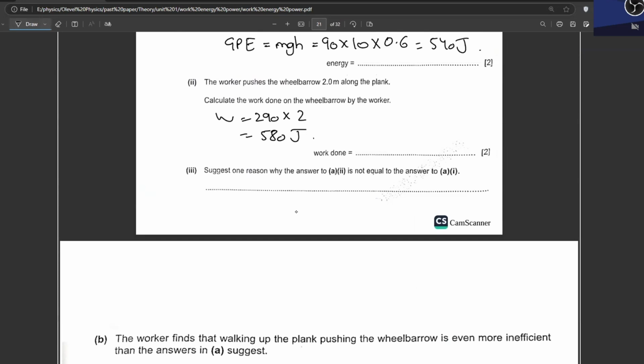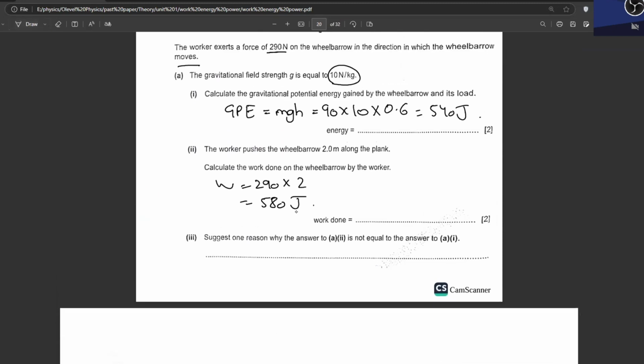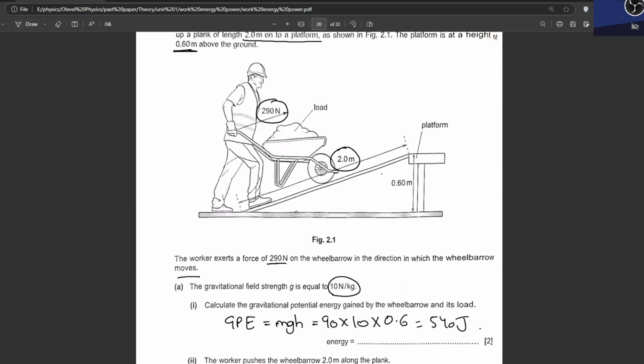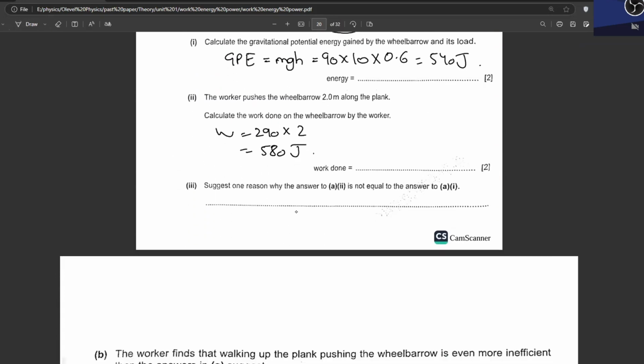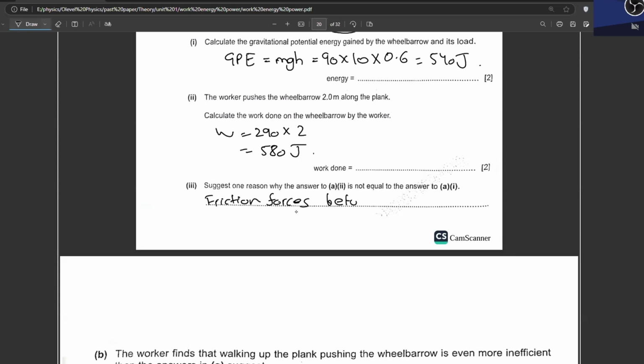Suggest one reason why the answer to part A2 is not equal to part A1. Why are these two answers different? Because there might be some frictional forces between the tires and the track. So you can say frictional forces between the tire of the wheelbarrow and the track. Simple as that.